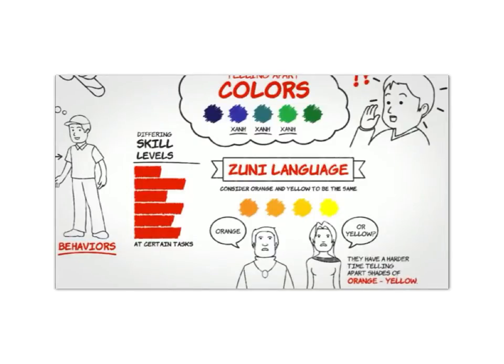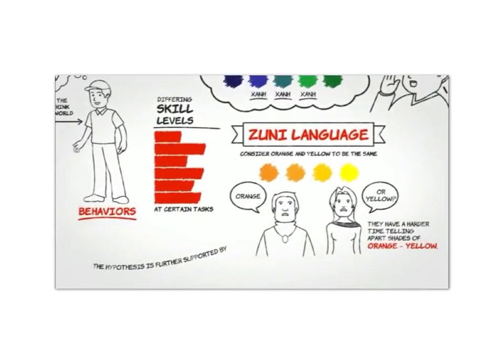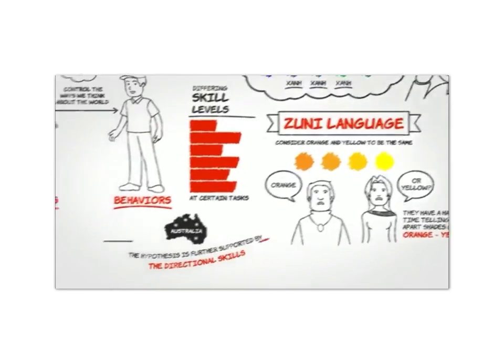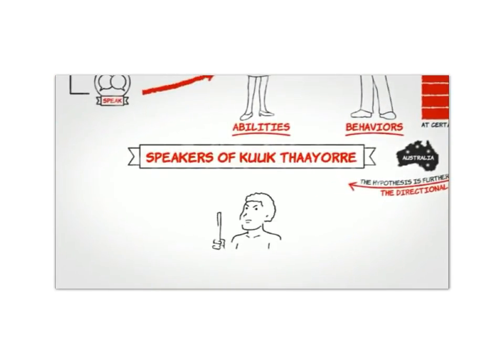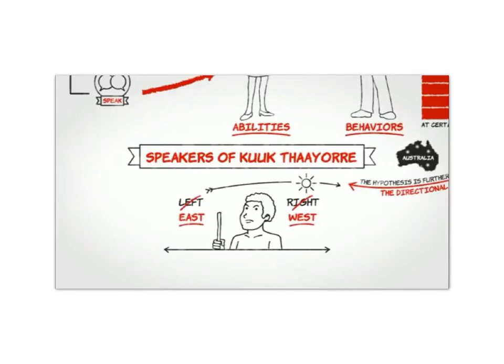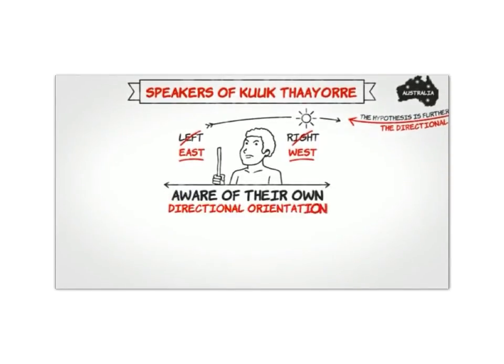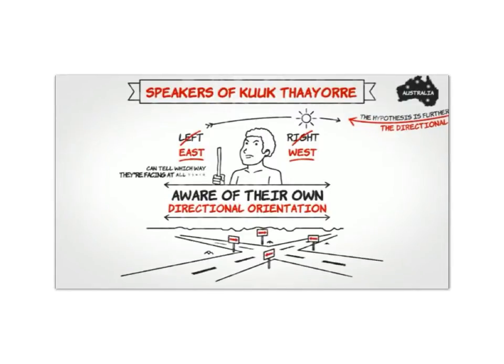The hypothesis is further supported by the directional skills of Australian Aboriginal speakers of the Kuuk-Taieri language. In Kuuk-Taieri, there are no terms for directions like left or right. Instead, this is described using north, south, east, and west. Therefore, speakers of the Kuuk-Taieri must remain constantly aware of their own directional orientation, in a way that English speakers are not. These people can tell which way they're facing at all times, even in unfamiliar buildings. Their language has required this since they learned to speak.